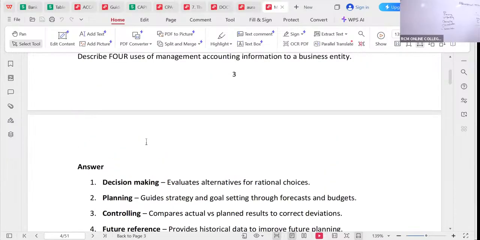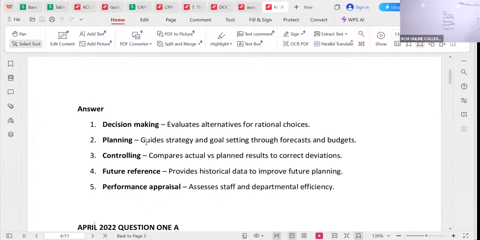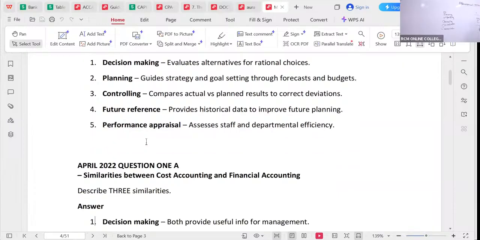So you can see, ladies and gentlemen, the uses there: decision making, which evaluates alternatives for rational choices; planning, to guide strategy and goal setting; controlling; future reference; and performance appraisal. Never forget to mention decision making, then performance appraisal. Those are very, very important. I think I've tackled enough questions.